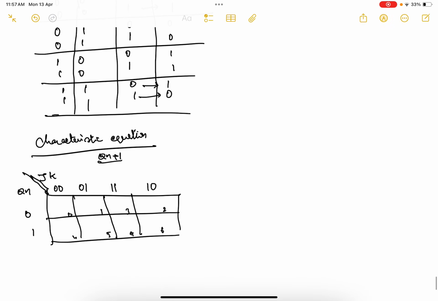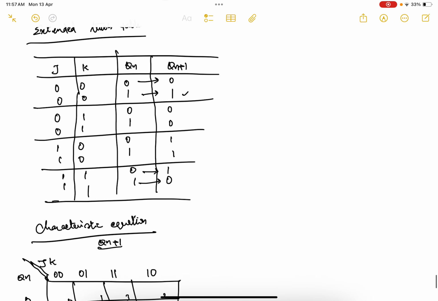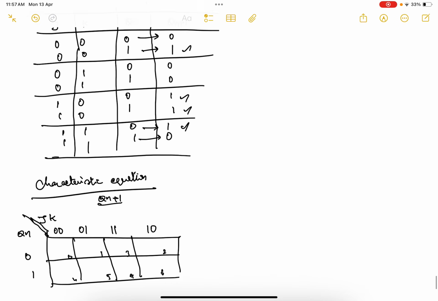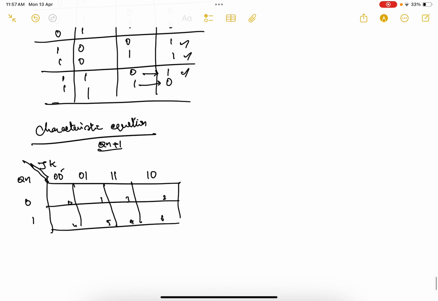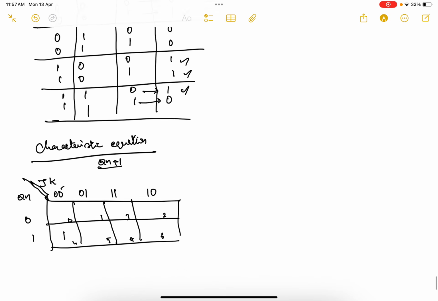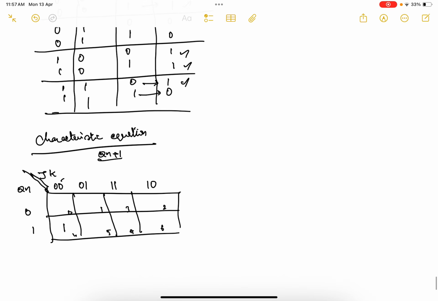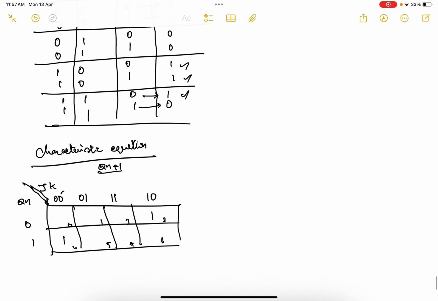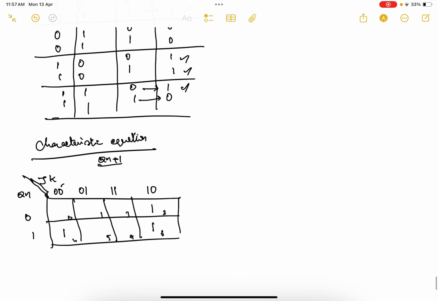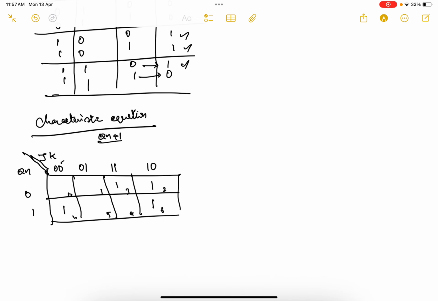Okay, now we want to find where you got your output as 1. So now you got the output 1 in 4 locations. What are the 4 locations? If both the inputs are 0 0 and the present state is 1, you get your output as 1. Next, both the inputs are 1 0 and the present state is 0, and both the inputs are 1 0 and the present state is 1. And another one is both the inputs are 1 1 and the present state is 0.